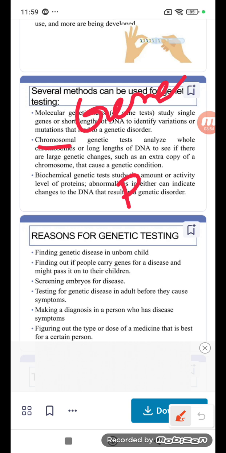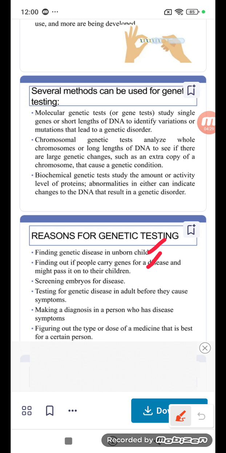So why go with this test? For which purpose is this test done? What are the reasons? First of all, finding genetic disease in an unborn child. During pregnancy, in fetus development, if any genetic problems are there, we go with the test for the purpose of identification. And finding out whether people carry certain genes. As already mentioned, some genes are not always exposed to the environment, and some genes are exposed. Those who contain unexposed genes, which are present in the body, carry them forward to the next generation. Those genes are also identified.